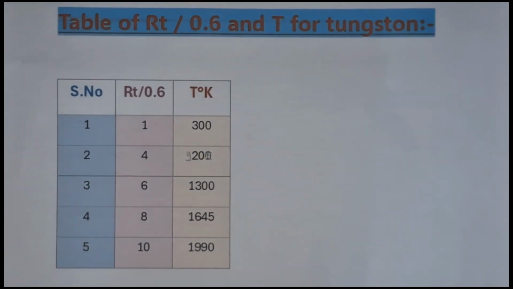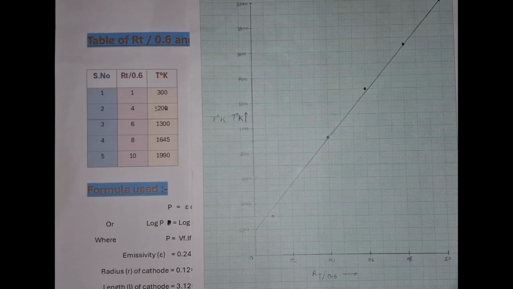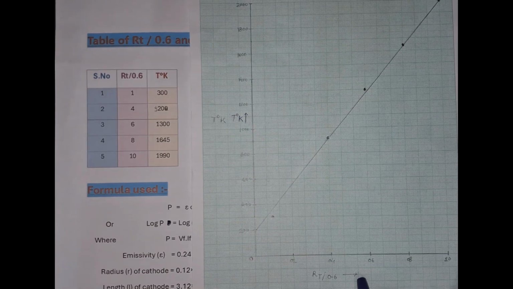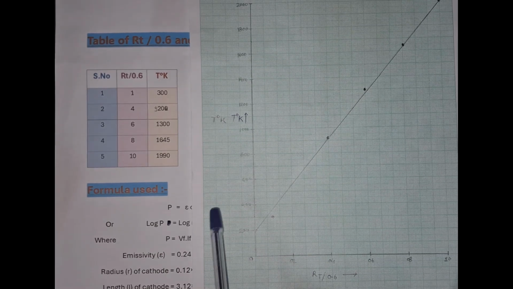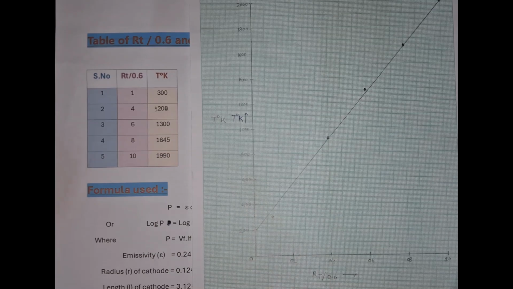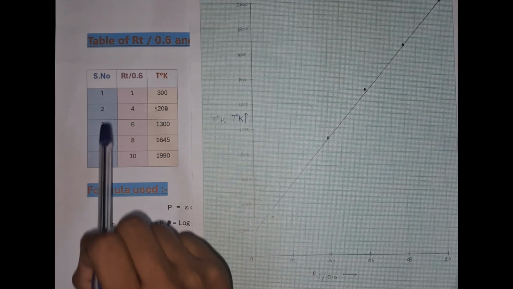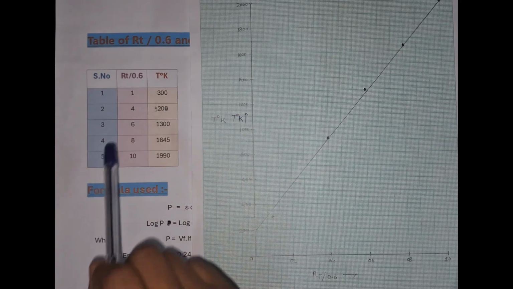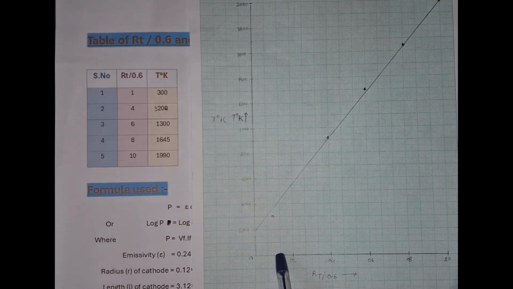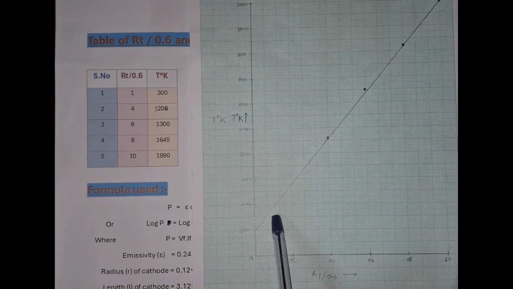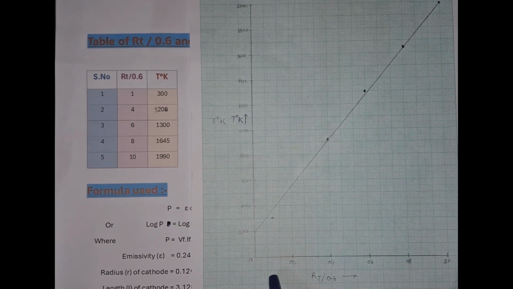We plotted a graph with the help of this table, where the x-axis represents RT by 0.6 and the y-axis represents temperature in degrees Kelvin. Where RT by 0.6 is 1, the temperature is 300 Kelvin, and where RT by 0.6 is 4, the temperature is 920 Kelvin. Similarly, we plotted the graph.